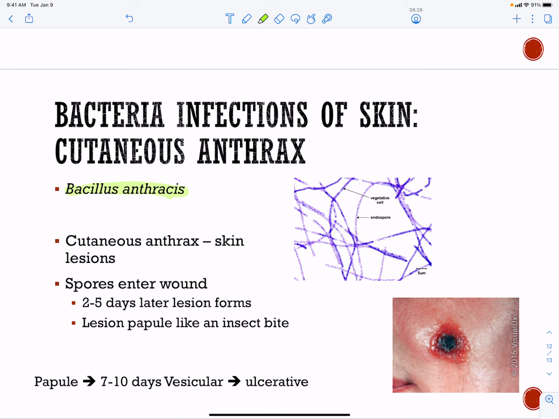The spores will enter the wound, and then they will form lesions. The lesions will look like an insect bite. So you start with a papule, which in 7 to 10 days gets vascularized, and then it becomes ulcerative, and it has this sort of appearance. And then, of course, Bacillus anthracis forms these little chains, these little strands, which is very unique for this bacterium.